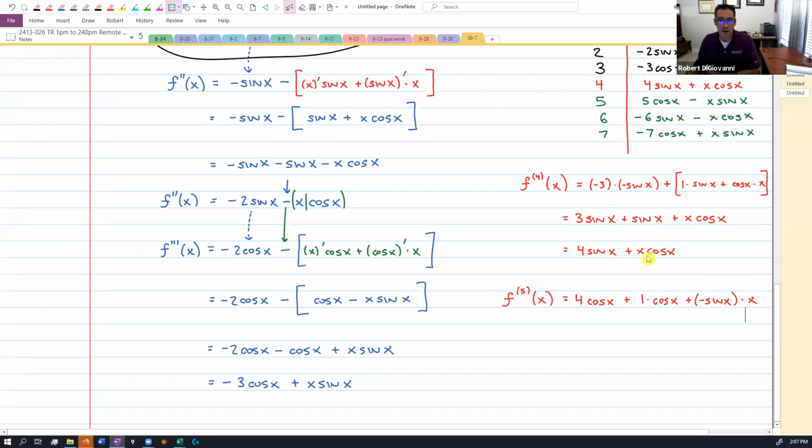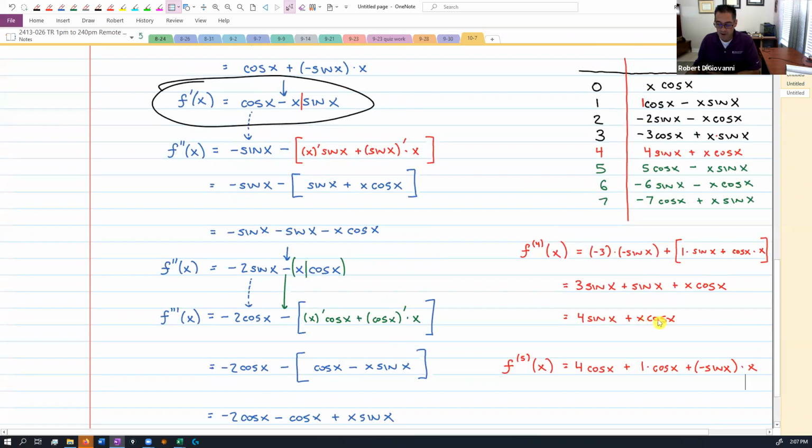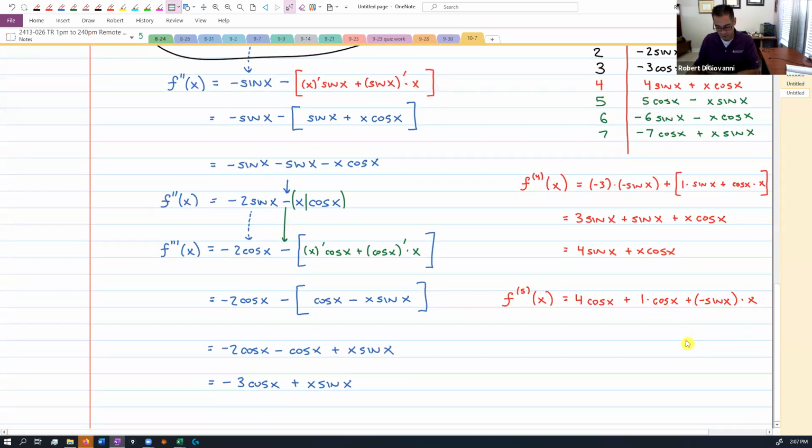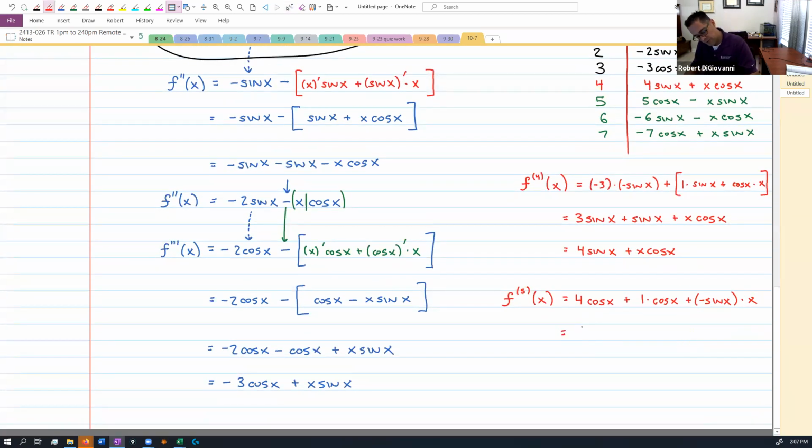Also, as was pointed out by Ethan, x cosine x is the original function, isn't it? And we know what its derivative looks like. It's cosine x minus x sine x. So we've already done that derivative earlier in the problem. So this becomes 4 cosine x plus cosine x minus x sine x. And so we get at the end 5 cosine x minus x sine x.